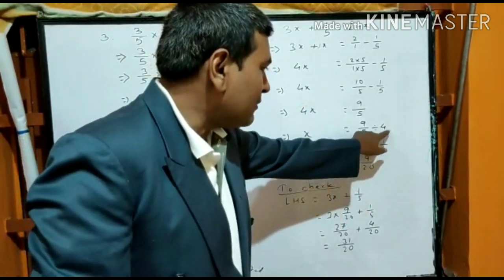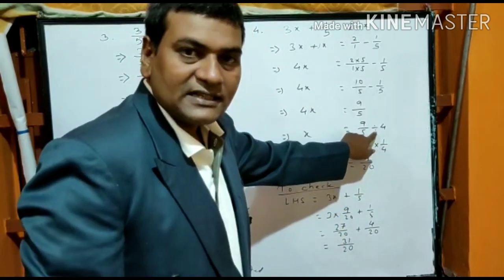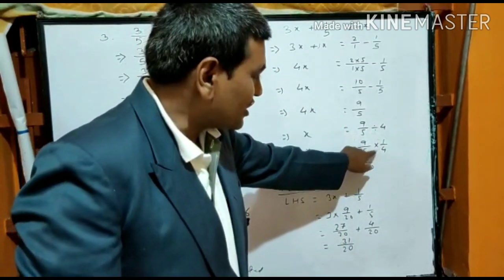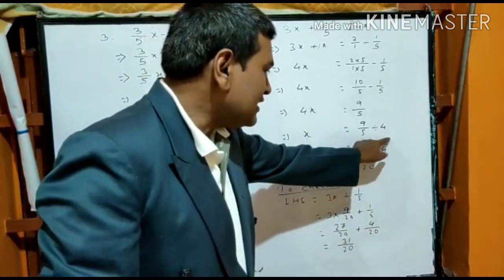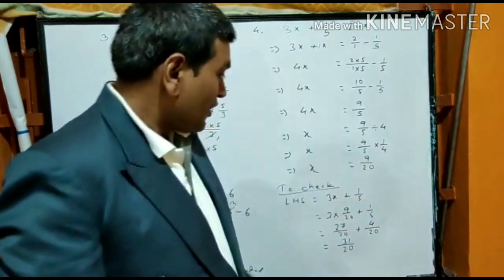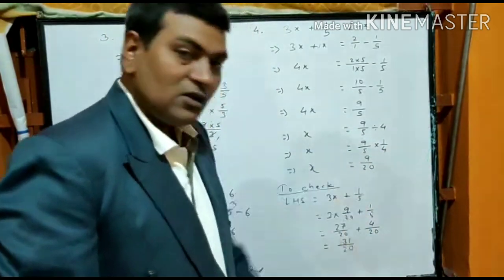9 by 5 divided by 4. When we change the sign of division into multiplication, it will be the reciprocal, 1 by 4. 9 ones are 9 and 5 fours are 20. So x equal 9 by 20.